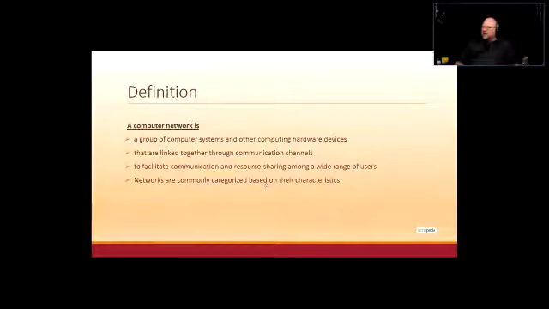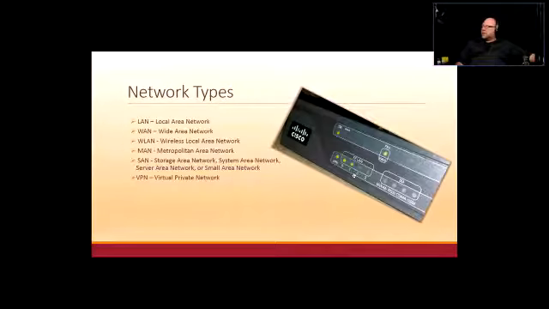Networks are commonly categorized based on their characteristics, and we'll take a look at some of that. WAPs, wireless access points. Sometimes they're called WAPs, sometimes they're called APs, or sometimes full words are used: access points, wireless access points. All right, network types. Keep going. We will take a look at some of the basic network types here.